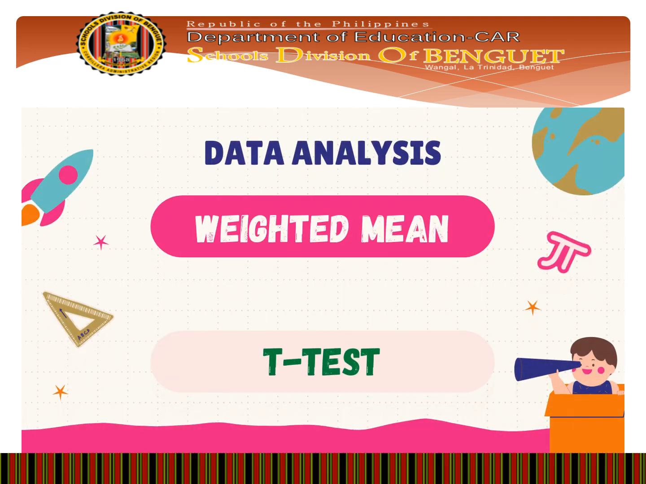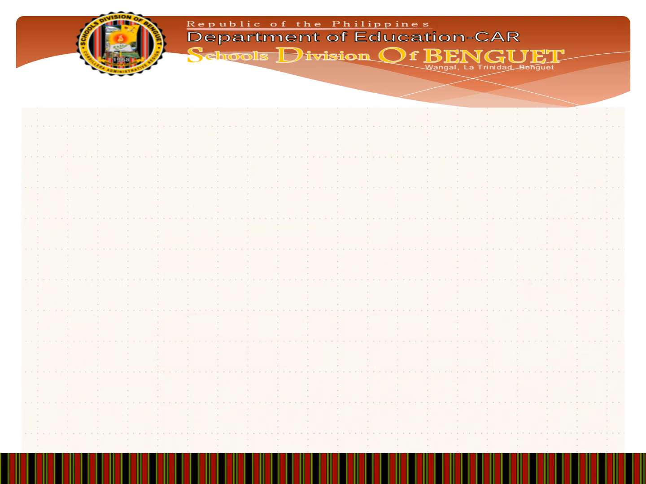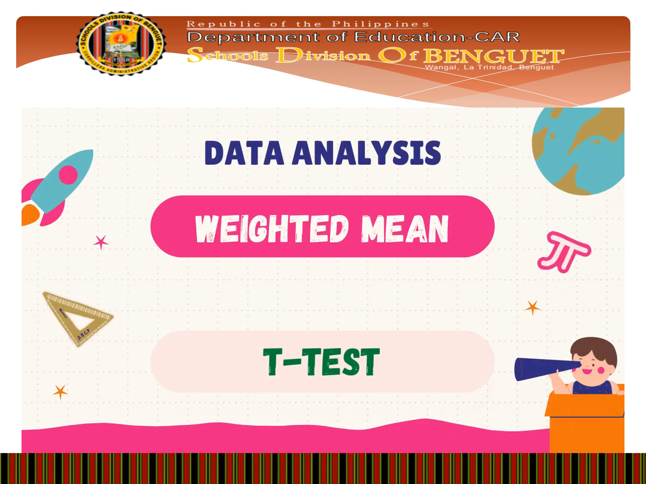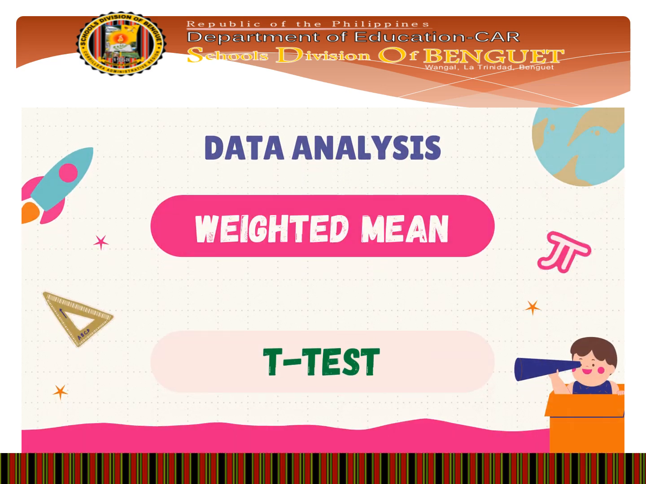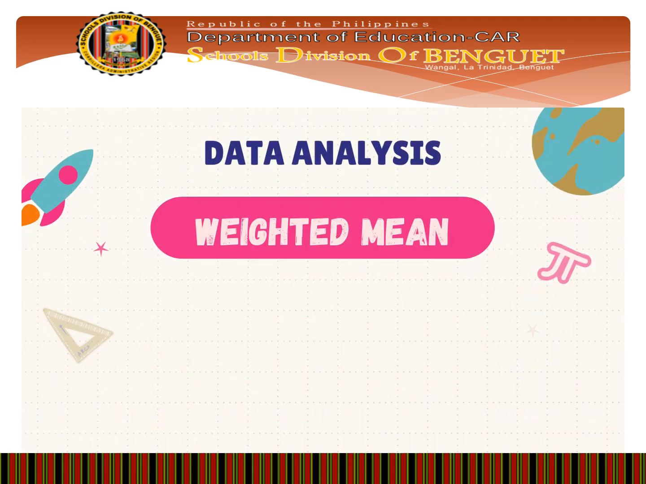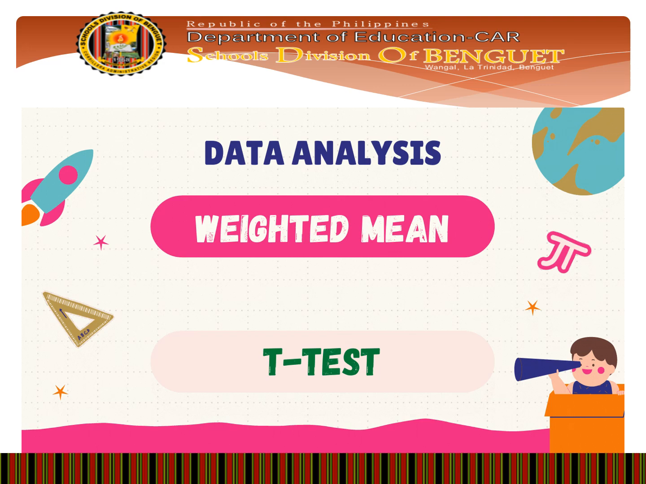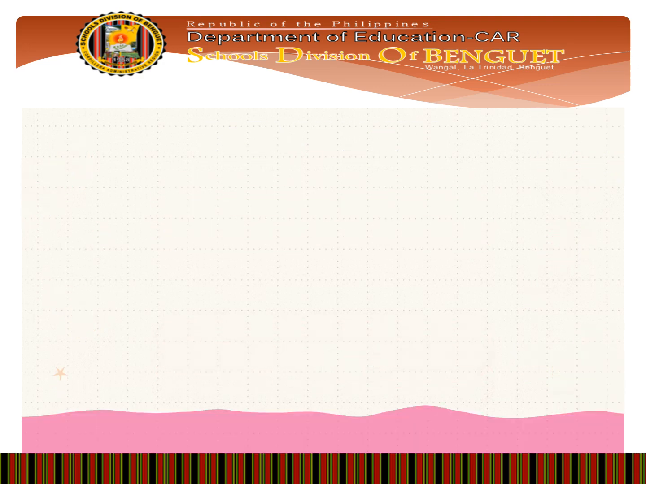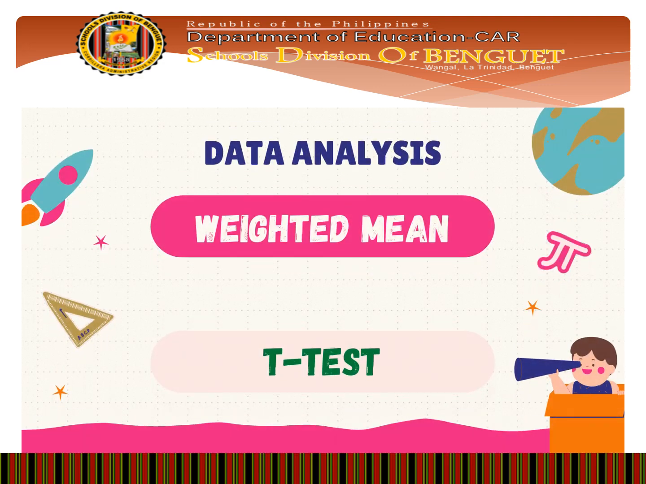Weighted mean was employed for the first and second problems. The weighted mean is noted to be the common score of the entire group. T-test was employed for the third problem. The t-test for paired samples was utilized to test the significance of the difference between the pre-test and the post-test mean scores within the group.